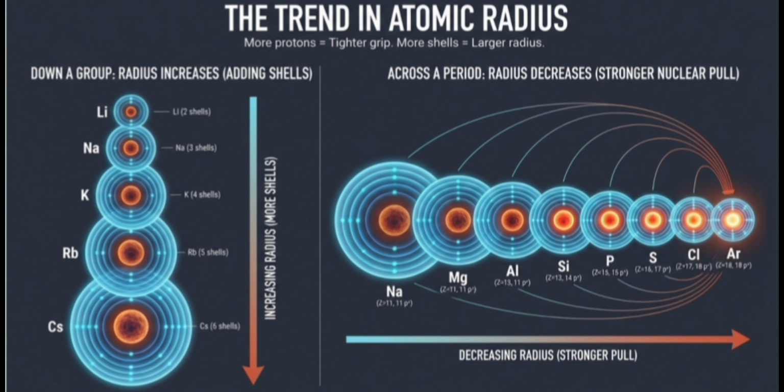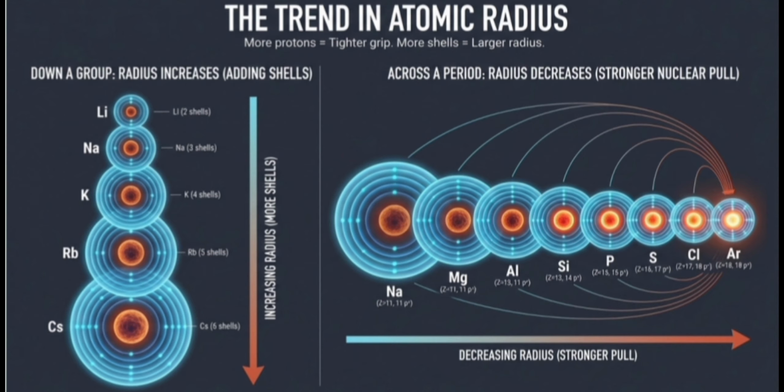Okay, here's the why. When you go down a group, you're adding a whole new electron shell every single time. I call this the snowman effect. You know, you're building a snowman, you keep adding bigger and bigger sections. More shells means a bigger atom. But when you go across a period, all the new electrons are in the same shell. What's changing is the nucleus. We're adding more protons. This creates a much stronger positive charge, and it acts like a stronger magnet, pulling that outer shell in tighter and tighter.